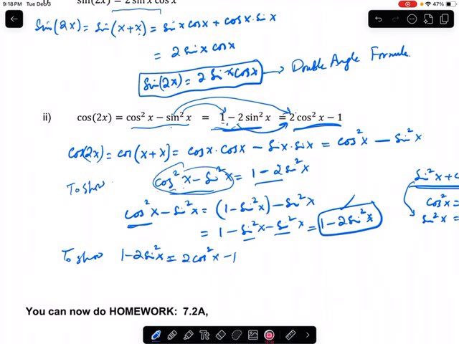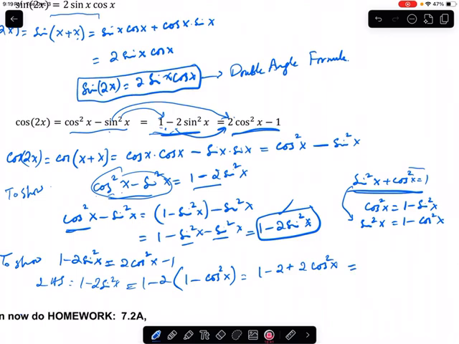Again, notice that from left to right, on the left we have the sine square x term, on the right we have cosine square x. It means the sine square has vanished. So how? We apply the Pythagorean theorem. Left hand side, 1 minus 2 sine square x can be written as 1 minus 2 times 1 minus cosine square x, which is equal to 1 minus 2 plus 2 cosine square x, distributing the 2. When you simplify it, you get 2 times cosine square x minus 1, and that is what we have.